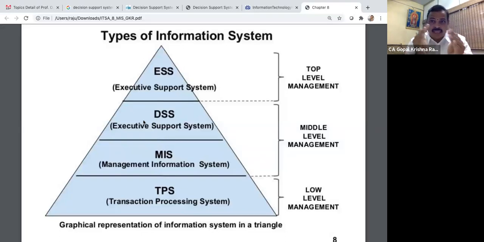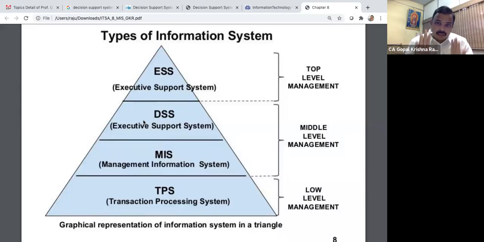So EIS or ESS, both are interchangeable. There is no difference at all. It is only the usage. So you can call it EIS or you can call it executive support system. The best term will be executive support system. It is not an information product, it is executive, it is a system which supports the top management.